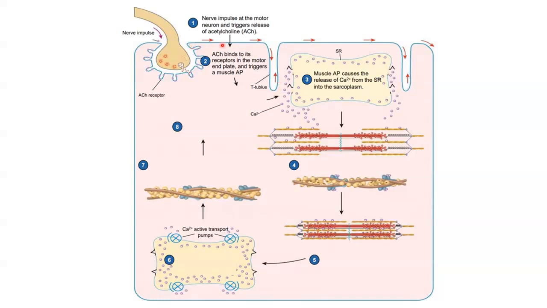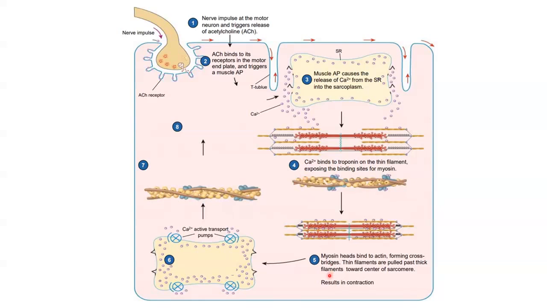Now, the action potential moves along the sarcolemma and then down the T-tubules. So remember, the T-tubules are those invaginations, or those little dips or indents, of the sarcolemma that surrounds a muscle fibre or surrounds a myofibril. This causes the release of calcium from the sarcoplasmic reticulum and the terminal cisternae into the sarcoplasm, or into the cytoplasm of the muscle. Calcium then binds to troponin on our thin filament. That causes the tropomyosin to move out of the way, and it exposes the binding site for myosin on the actin.